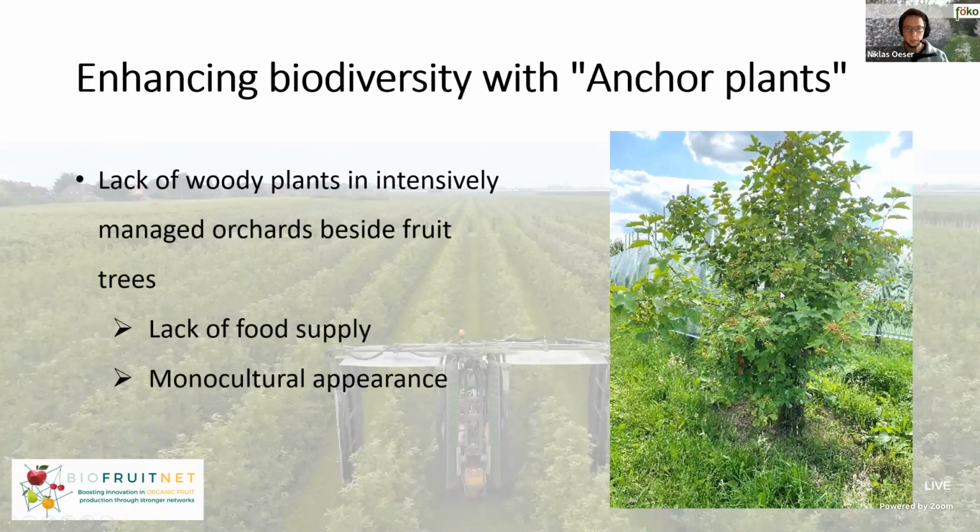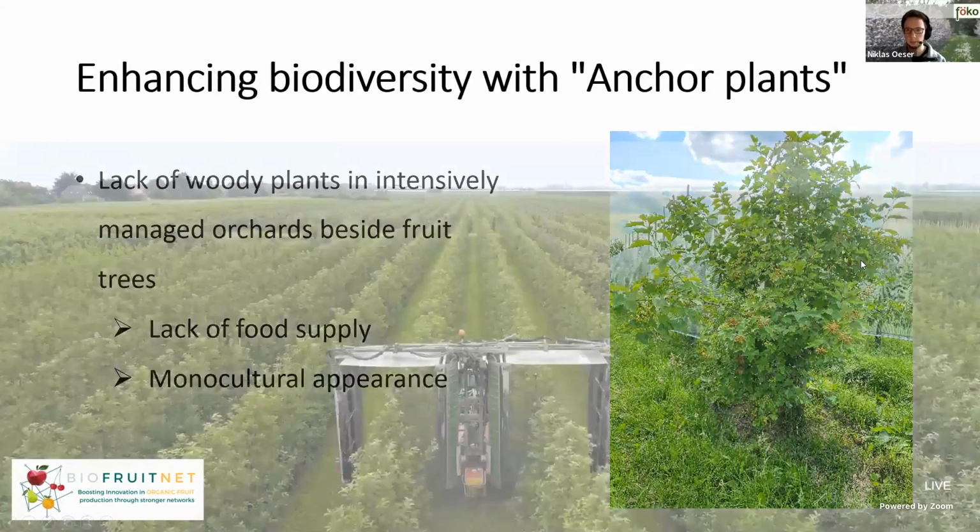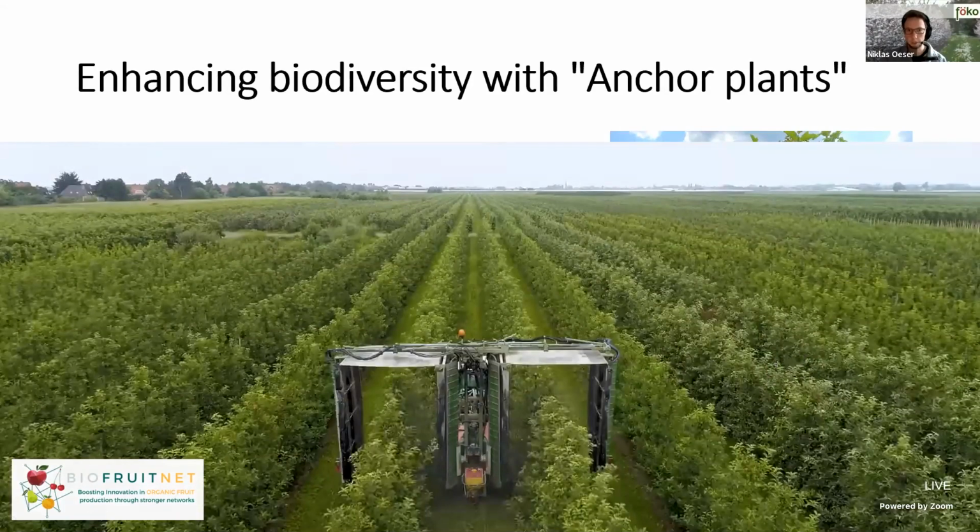So why we are talking about anchor plants, it's because we, at least in intensively managed orchards, we often lack woody plants or woody plant diversity, beside the fruit trees itself. So that means a lack of food supply, and also has some kind of aspect of a monocultural appearance, as you can see here, an example from the Lower Elbe region in Germany, which is a very intensively managed fruit growing area for pome fruit especially.